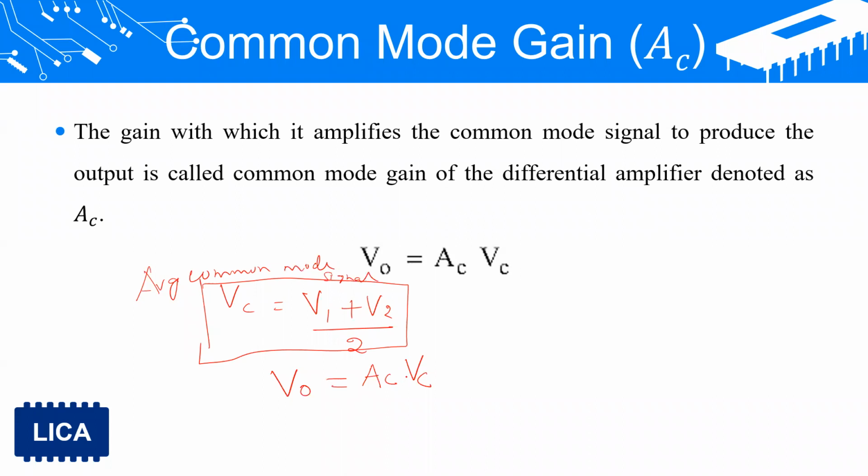Theoretically V0 equal to 0, but practically we can have some amount of common mode signal, the average common mode voltage, that is called VC. So V0 equal to AC VC. So the total output voltage of any differential amplifier can be expressed as V0 equal to difference mode gain AD VD plus common mode gain AC VC.